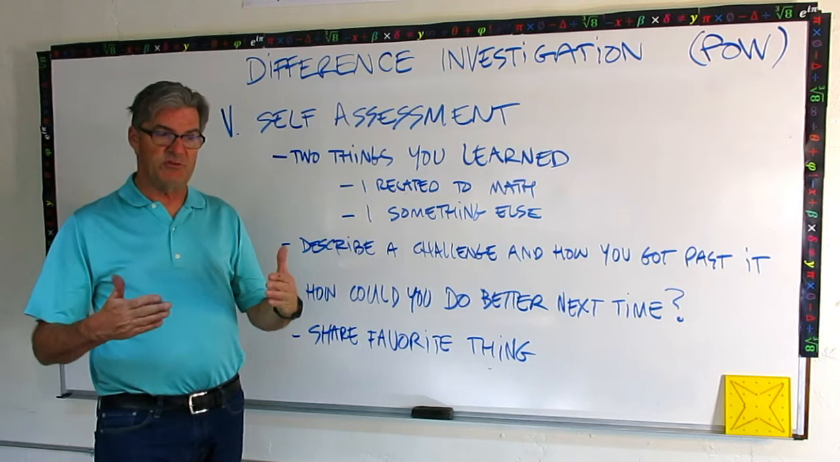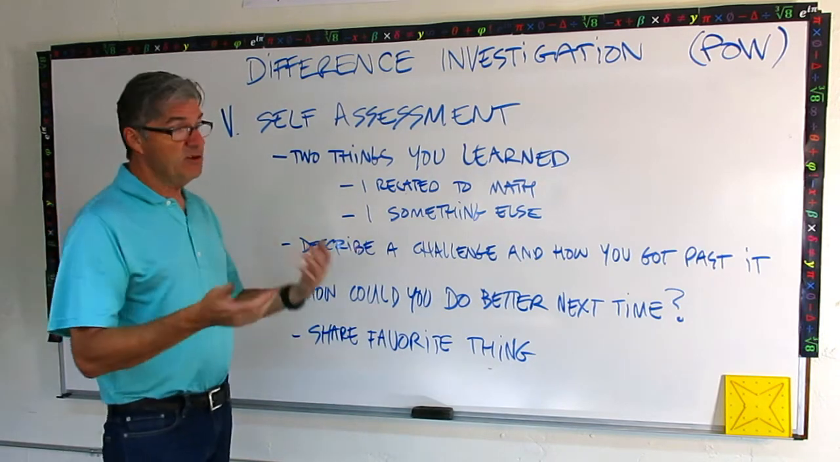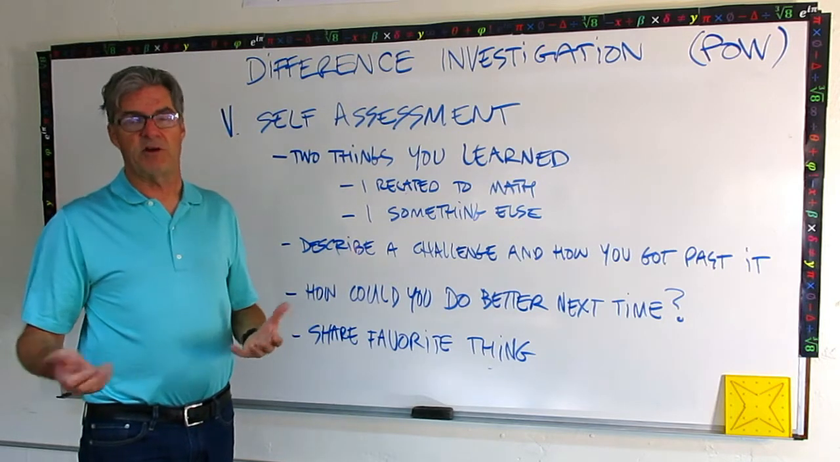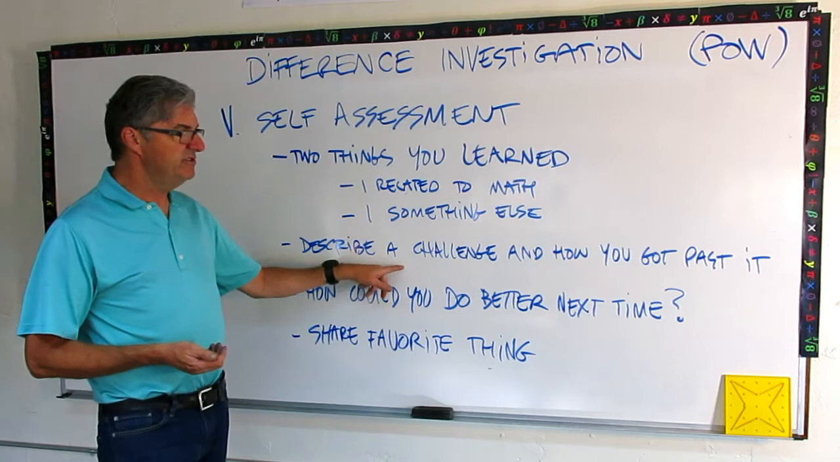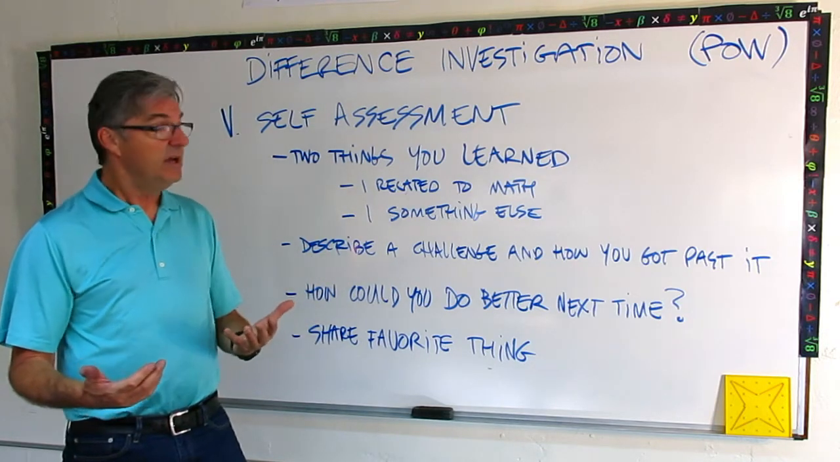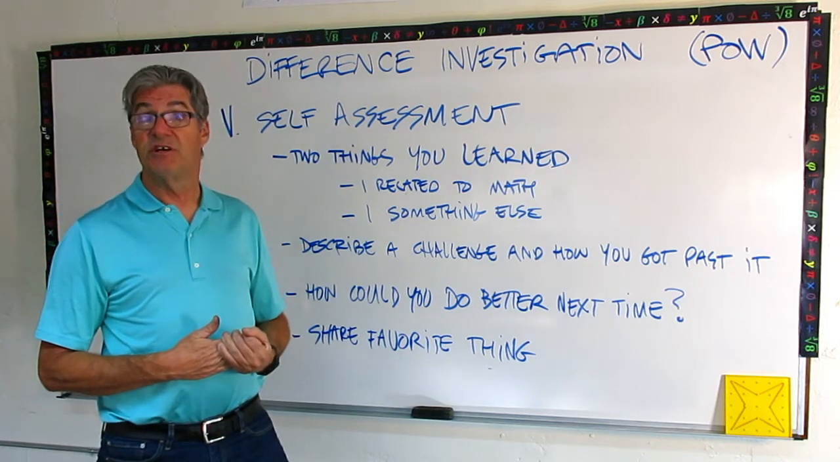So maybe your challenge was walking up to juniors and seniors and asking them your survey question. Maybe your challenge was mastering the chi-square calculation. Maybe your challenge was working with a partner. Whatever that was, describe that challenge and how you got past it, or, because sometimes we don't get past our challenges, what you would need to do to get past it if you had that same challenge another time.